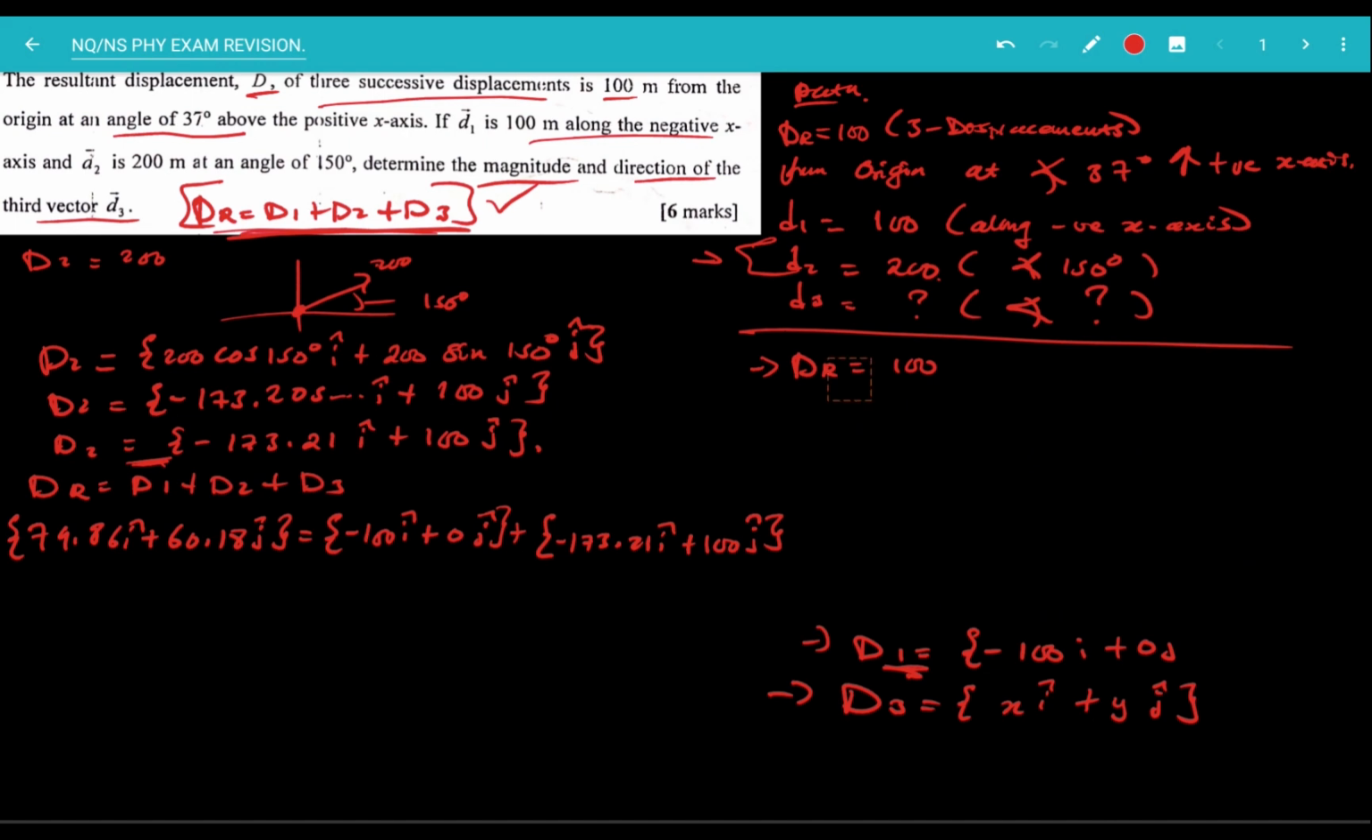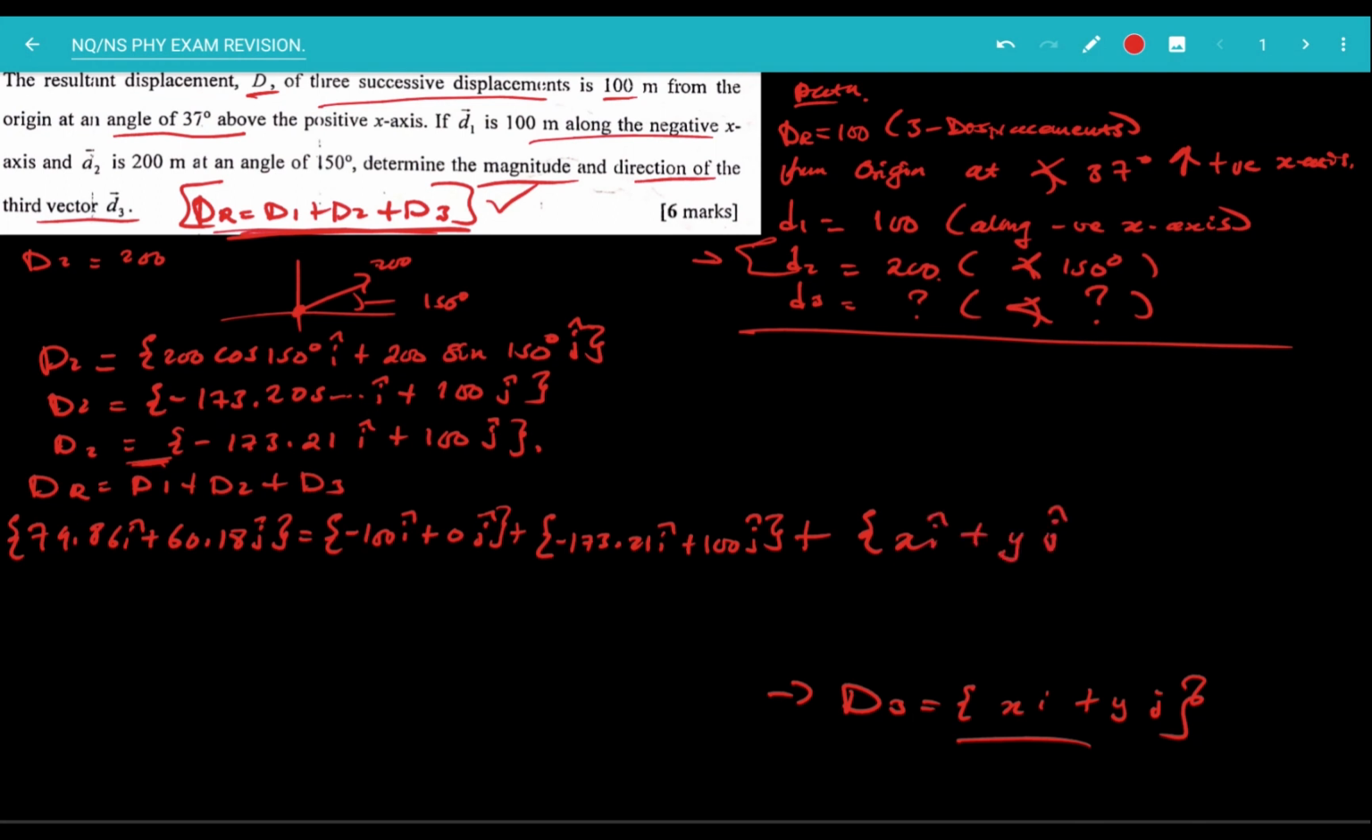Hope you wrote them down somewhere. Okay, so I'm going to write now d3. This one here should be plus, but we go for d3, which is x in the I plus y in the j. Alright, so now that we have done that, we can get the I components separately. So let's sum up the I components and see what we can do.